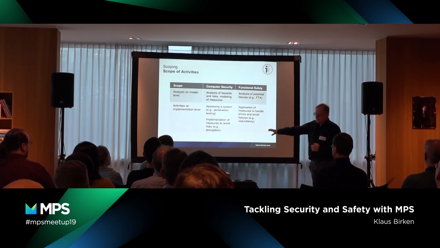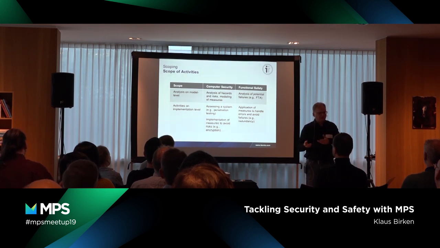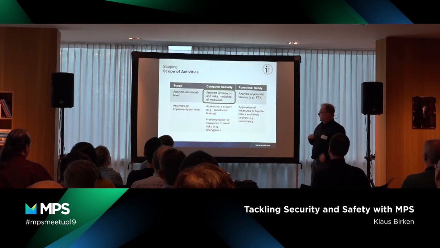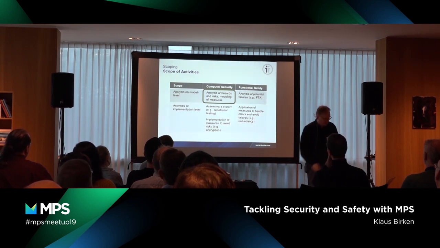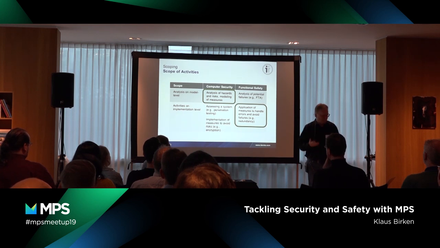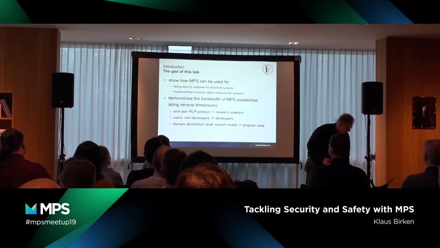And on implementation level, you have an actual system and then you try to break in or you change the code to make it more safe or more secure. And in this talk, I will talk about this square, which is about a product for analyzing security. And I will talk about this, which is implementation level measures for achieving safety. Improving the safety of the system.